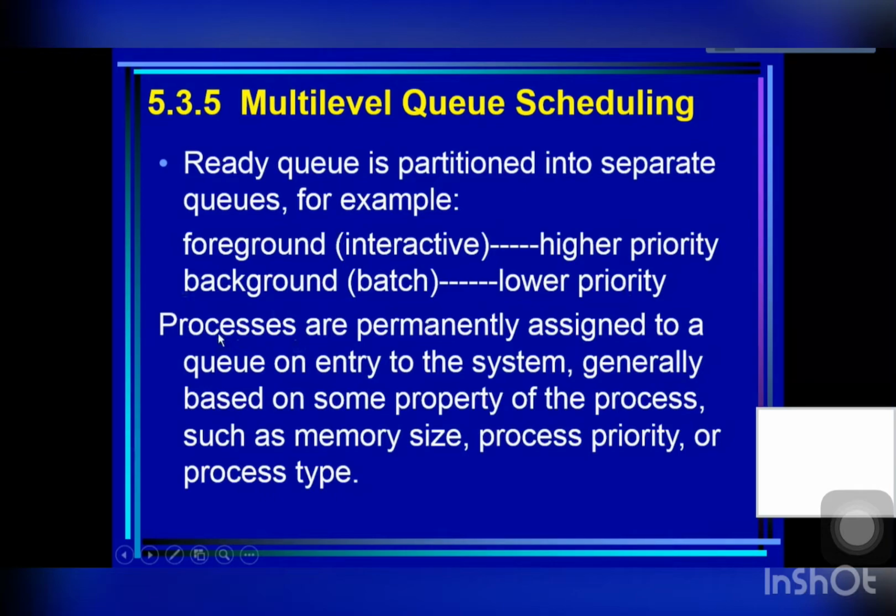A multi-level queue sharding algorithm partitions the ready queue into several separate queues. The processes are permanently assigned to one queue, generally based on some property of the process, such as memory size, process priority, or process type. Each queue has its own sharding algorithm.